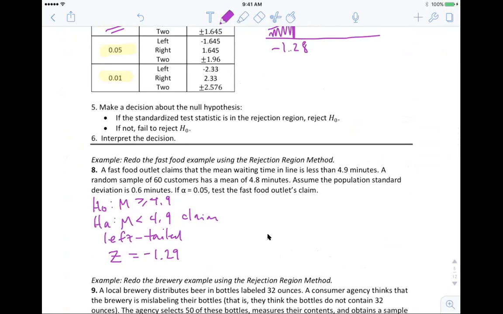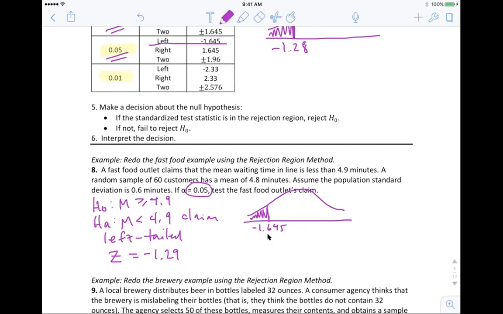Instead of finding that p-value, you're going to find a critical value. So here, alpha is 0.05, and it's a left-tailed test. So I go up here to 0.05 left. The critical value is negative 1.645. What I'm going to do with that is draw it out. So I'm going to draw a little distribution here and draw a little left tail. And the negative 1.645 is right on that shaded region there.